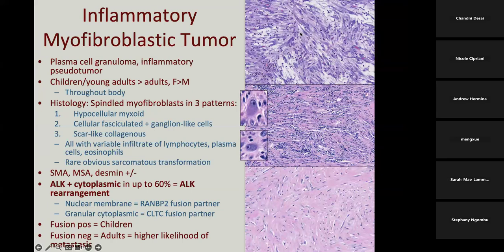Very nondescript myofibroblasts with associated inflammatory cells in a variety of patterns, including with myxoid stroma, including with collagenous stroma and very scar-like, occasionally with these ganglion-like cells, all of which have a mixture of myofibroblasts and inflammatory cells. If you're lucky enough to have ALK expression, you've nailed it. Sometimes you have to do fusion testing for ALK rearrangement. And some of them just don't have ALK rearrangement, but are still IMTs. So keep a broad differential, keep an open mind with this tumor. They should have some immunomarkers of muscle differentiation.